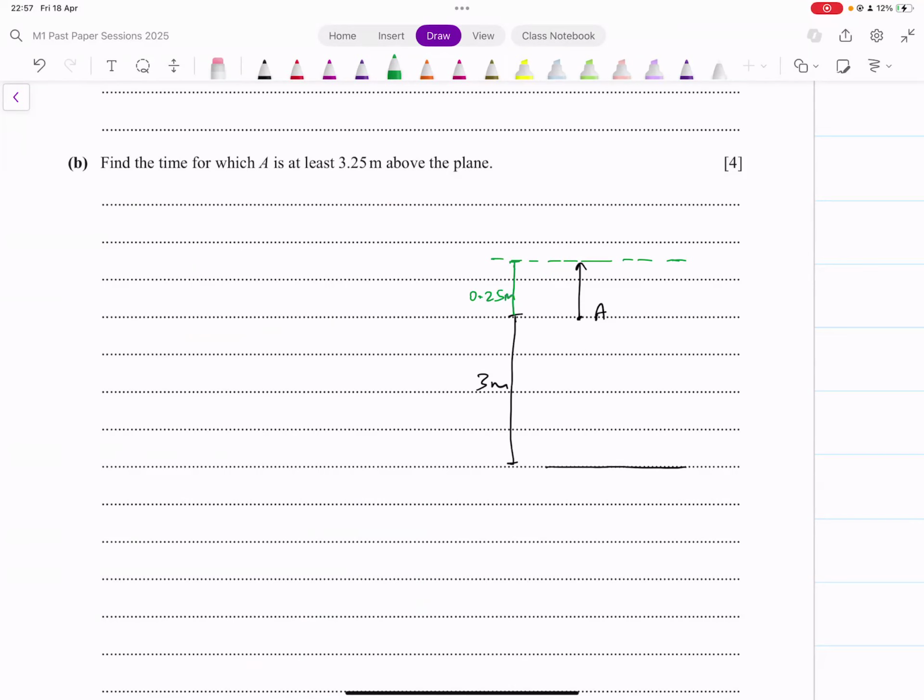Now, what do we know about this journey for A after that? The string is slack after B hits the plane. What do we know about A? We know the acceleration. What's that going to be? There's no tension, because the string is slack now.